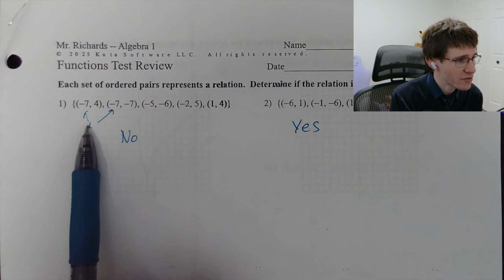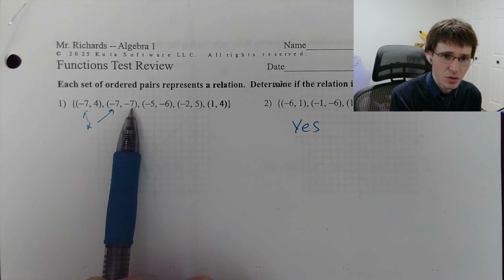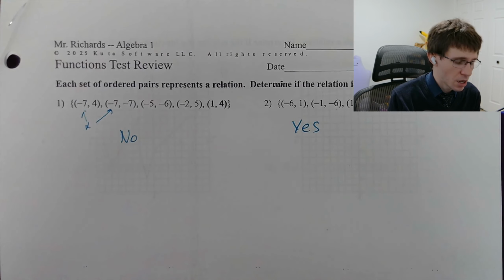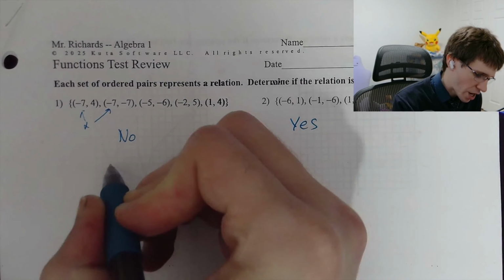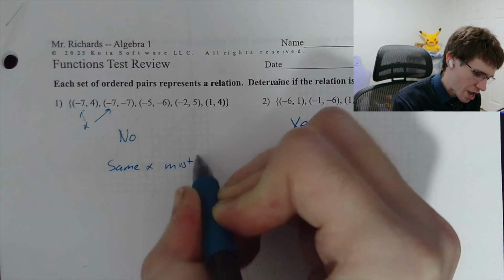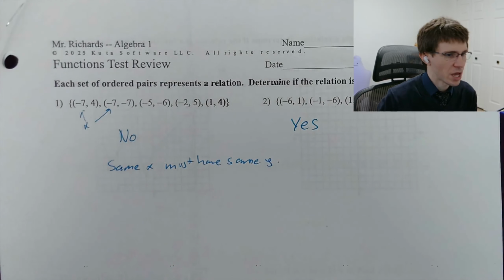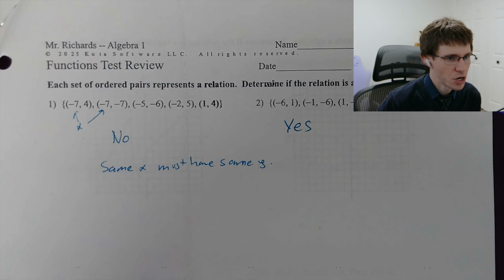The reason why this one is a no is because we have an x value that is repeated, but they are different y values. So the rule is, again, saying it out loud here: if you have the same x, you must have the same y. If your same x does not have the same y, then you are a no-go.